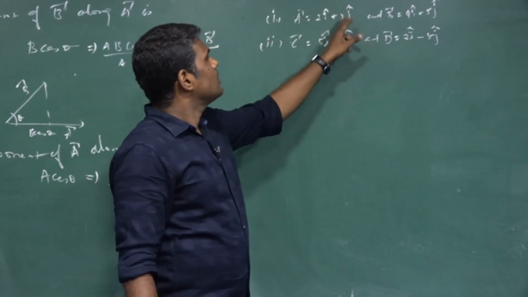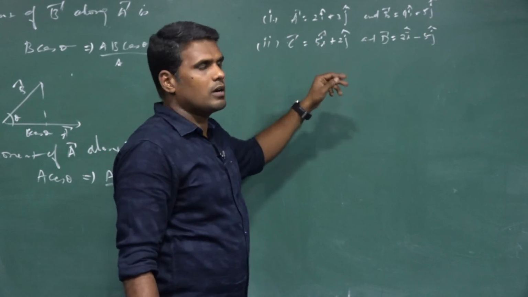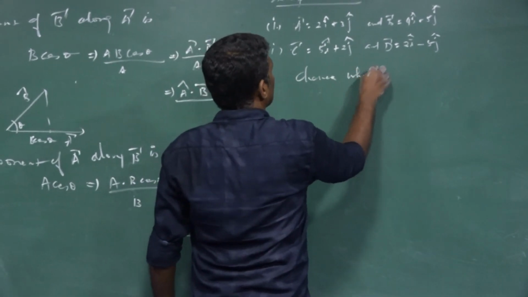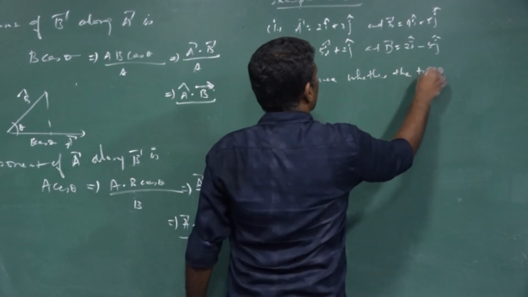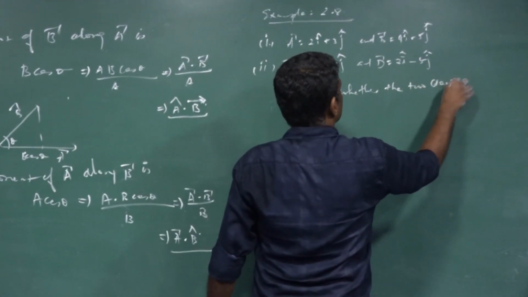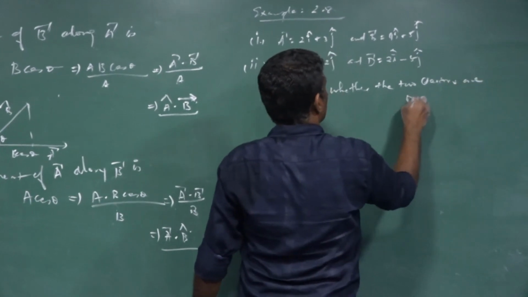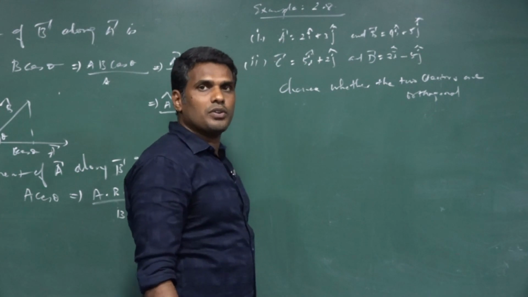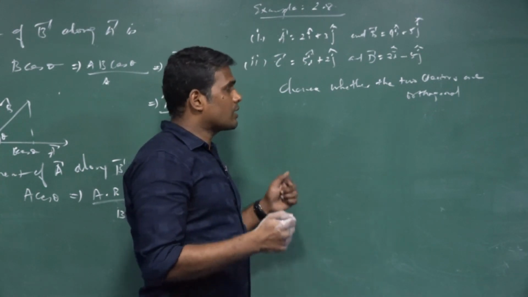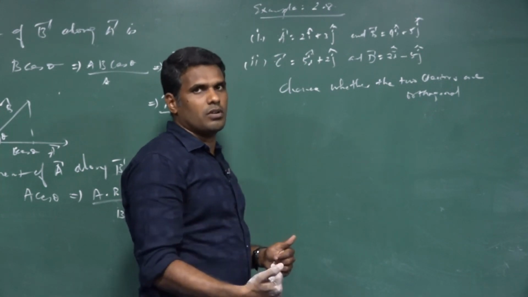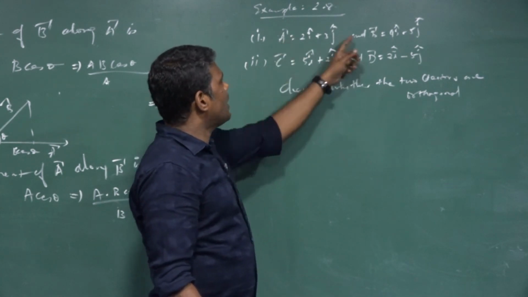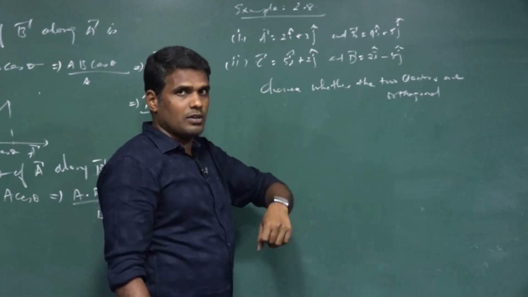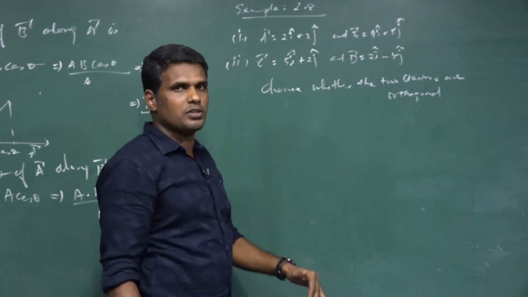Check whether the two vectors are orthogonal. You are asked to check whether the two vectors are orthogonal. What is the condition for orthogonality? The product of the two vectors must be equal to 0. So if you take a dot product of A vector and B vector, which gives you a result as 0, then the two vectors are said to be orthogonal.